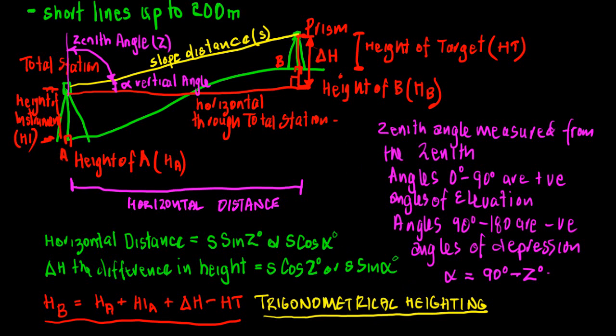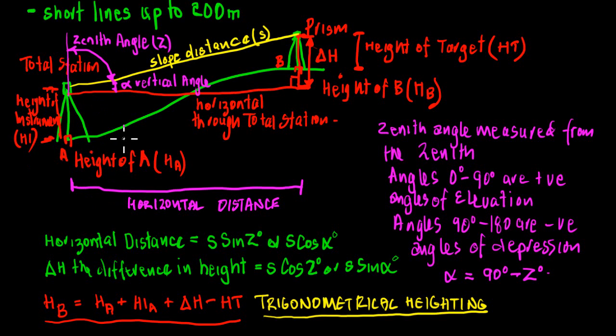Now with the horizontal distance, that's pretty much the end of the matter. However, with the difference in height, we have to account for the height of the instrument above the mark A and the height of the target above the point B. Now the easiest way to do this is to just start at A with the height of A, and I'm just putting a little dot over the H there, the height of A.